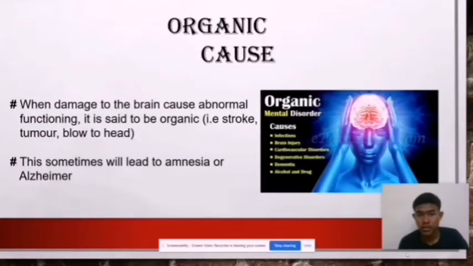This is organic cause. Next slide. The first one, when damage to the brain causes abnormal functioning, it is said to be organic, like stroke, tumor, blow to the head. Second one is this sometimes will lead to amnesia or Alzheimer's. As you can see in the picture here, organic mental disorder causes: infections, brain injury, cardiovascular disorders, degenerative disorders, dementia, alcohol, and drugs.